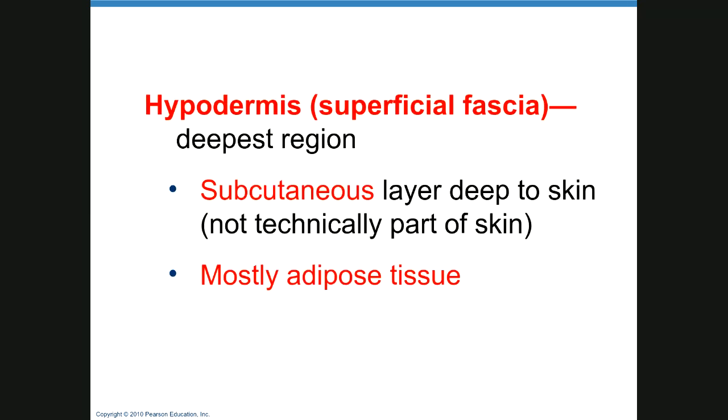Now, the hypodermis, or superficial fascia, is not technically considered part of the skin, but is always talked about in the context of the skin and is always depicted in pictures of the skin. So that's why we go ahead and throw it in there. The hypodermis is made mostly of adipose tissue, which is one of the forms of connective tissue.